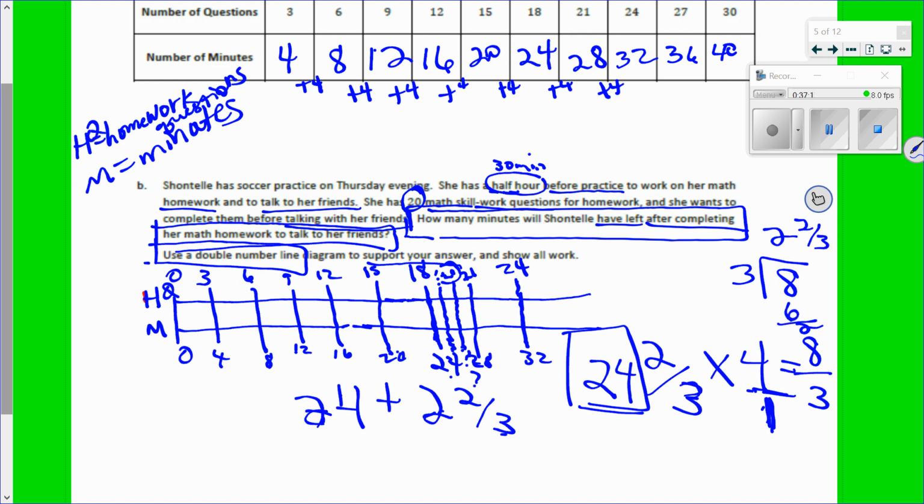So what does that give me total? 26 and 2/3. Thank you. 26 and 2/3. All right. No, wait. How many minutes does Zachary have? How many minutes total does he have? 30. Zachary, you've used 26 and 2/3 minutes to work on your problems. How many minutes do you have now to talk to your friend? 4 minutes and 1/3. Wait a second.